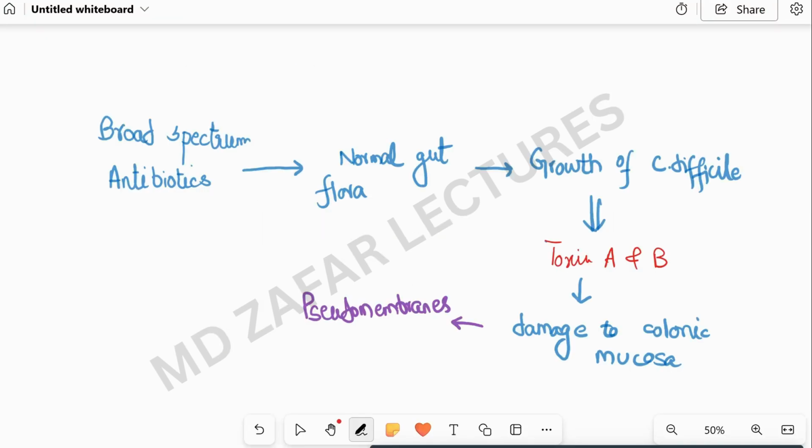So whenever a patient is given broad spectrum antibiotics, it will result in a decrease in the normal gut flora and will cause an overgrowth of Clostridium difficile. Clostridium difficile is one of the organisms which is a normal flora of the large gut, but its overgrowth will become a problem. It will start to produce toxin A and toxin B, which will start to damage the colonic mucosa. As a result of damage to this colonic mucosa, there will be development of pseudomembrane. Apart from this, there could be development of ulcers as well as plaques.